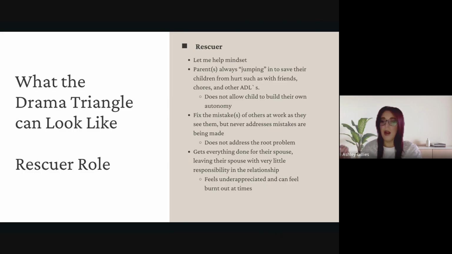Okay, so this is a parent always jumping in to save their kids from hurt with friends or activities of daily living or chores. So they don't allow their child to build their own autonomy. They fix the mistakes of others at work as they see them, but they don't address the mistakes as they're being made. So again, they're not addressing the root problem, they're just fixing it. Okay. They get everything done for their spouse, leaving their spouse with very little responsibility in the relationship, leaving them feeling underappreciated and burnt out, right? So they kind of become that rescuer role. This is kind of what a rescuer can look like.